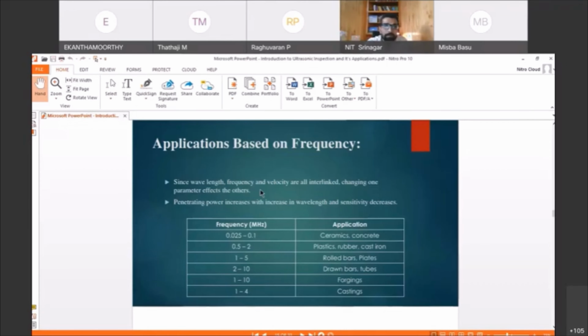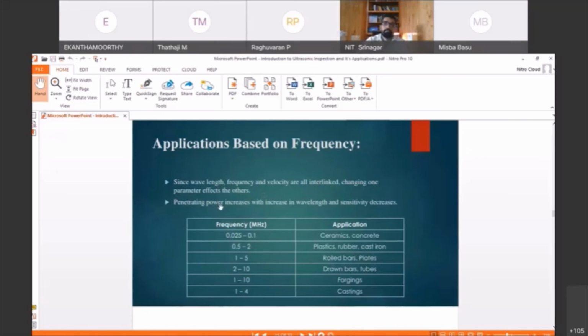So we know that mostly wavelength, frequency and velocity are interlinked. If you see the penetrating power, it always depends on the frequency. When the frequency is increasing, the penetration will decrease automatically, since lambda is decreasing. When you go for lower frequencies, the penetration in the material will increase.